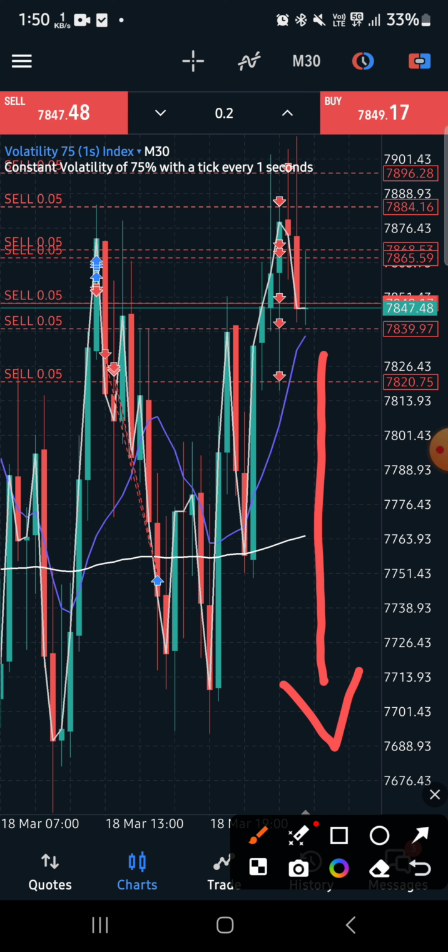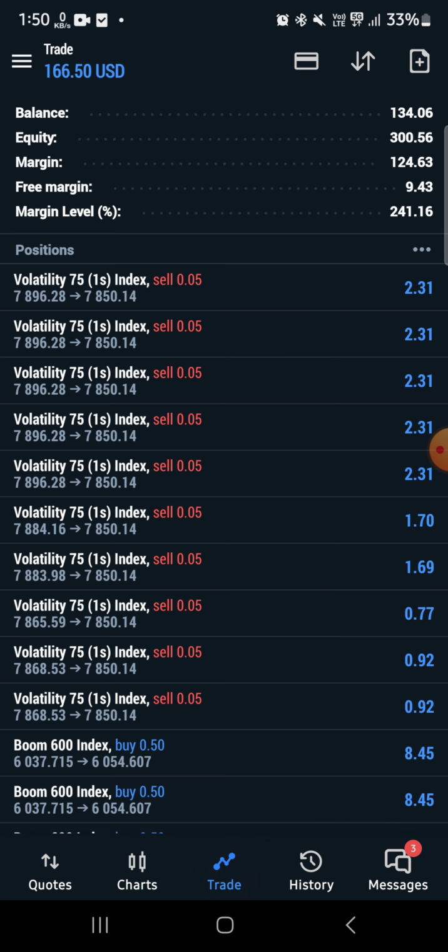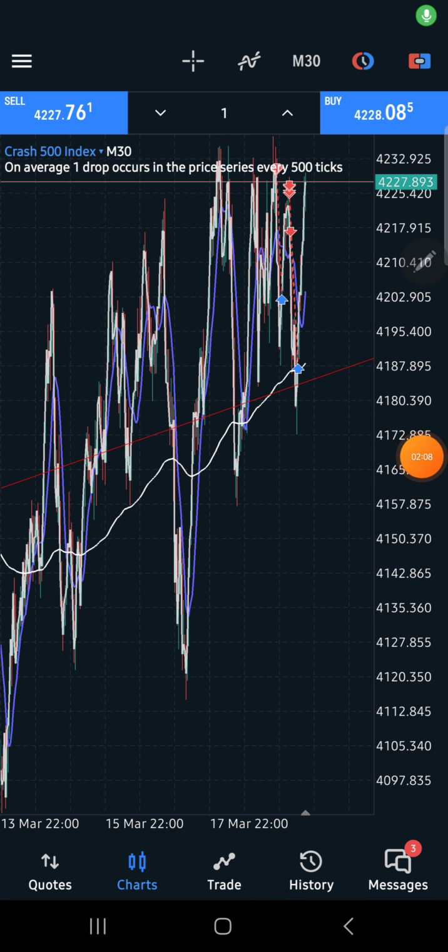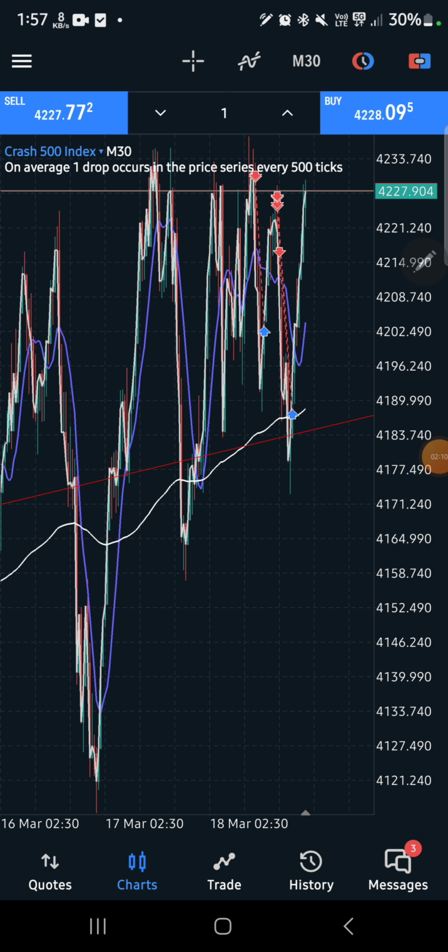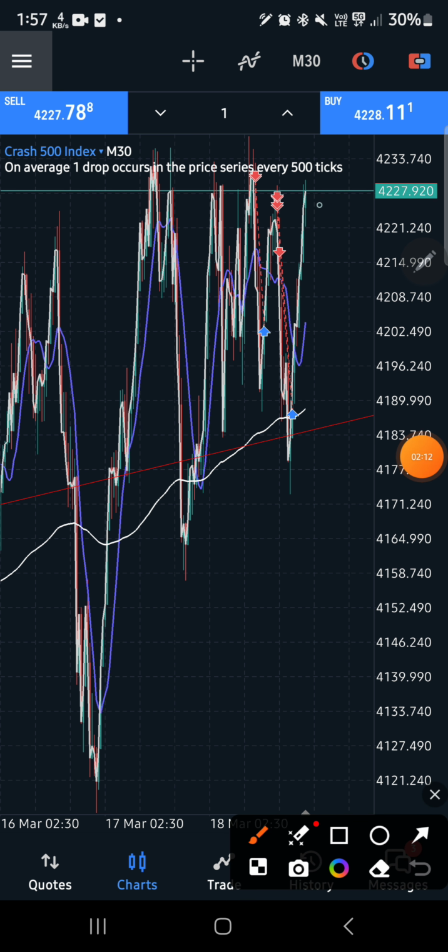The stress and the trouble is always small deposits. But yeah, that is it, guys. Anything is possible, guys. You also can do this if you trade exactly how I trade.